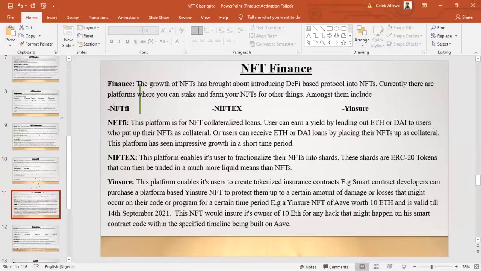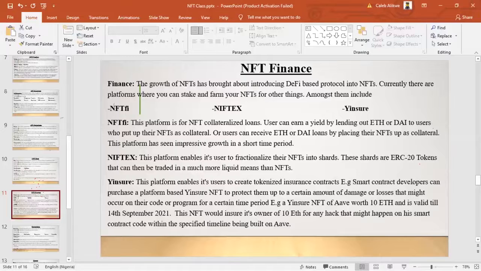So for finance, the growth of NFTs has brought about introducing DeFi-based protocols into NFTs. Currently, there are platforms where you can stake and farm your NFTs for other things. Among them include NFTFI, NFTs2, and Insure. NFTFI is a platform for NFT collateralized loans. Users can earn yield by lending out Ethereum or DAI to users who put up an NFT as collateral.